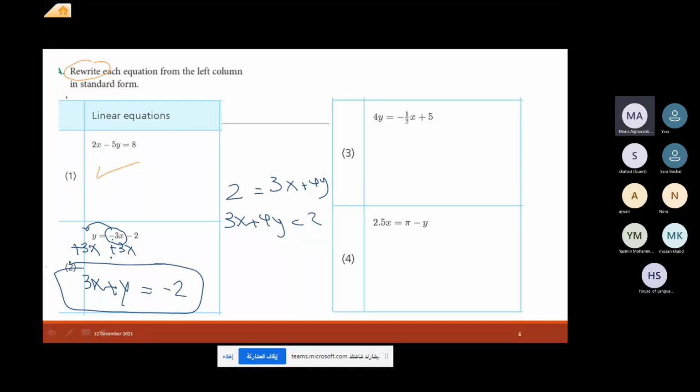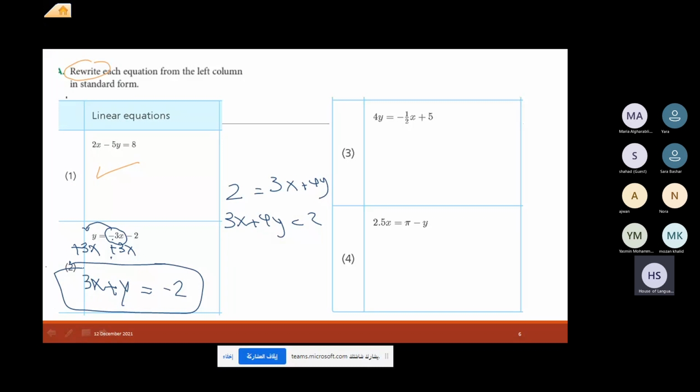Teacher, I have a question. Constant is a number. Constant means a number. It's not a variable. Just wait, excuse me, just a minute. Variable must be x and y. Variable means it changes. Constant is fixed. It's not changed.